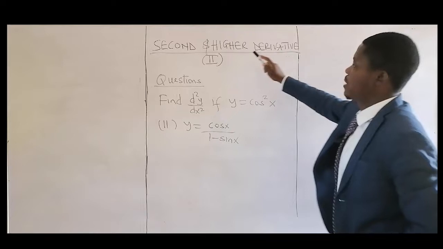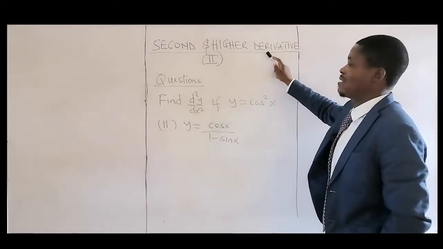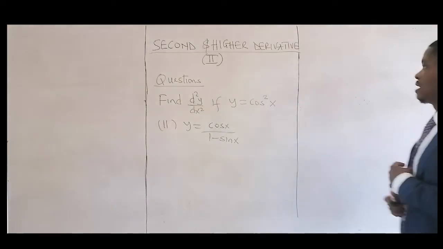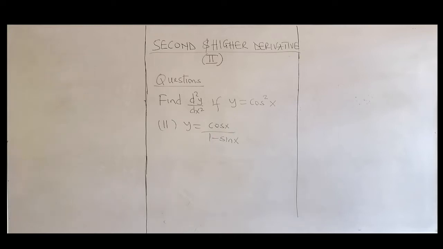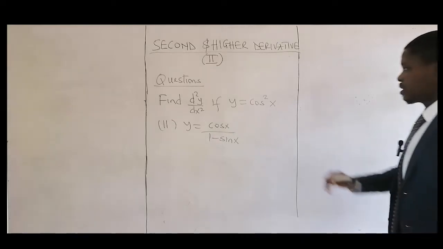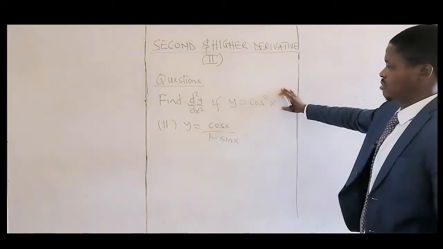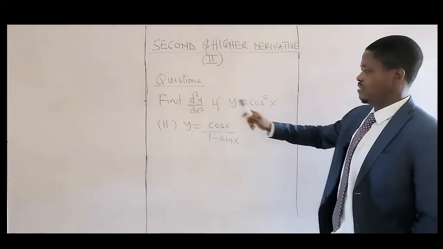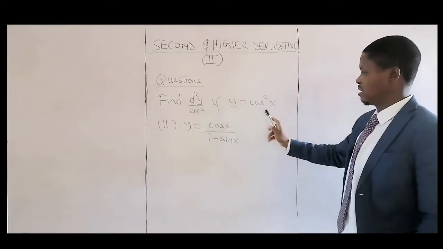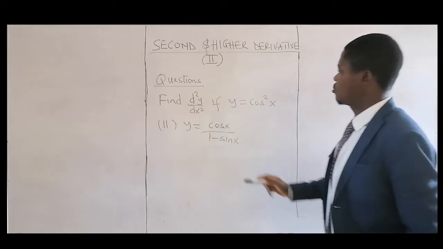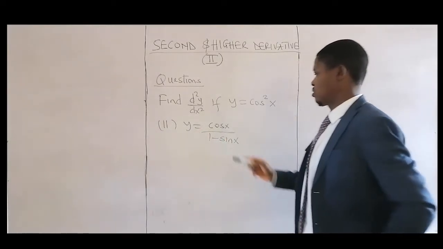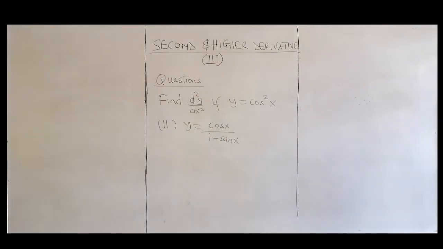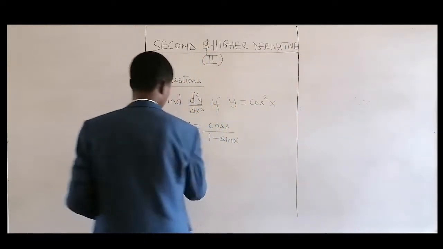Yeah, we are looking at the second and higher derivatives, part two. And we have these questions. Find the second differential if y is this. That's one. Two, y equals cos x over 1 minus sin x. So let's see our solution to that and find the second differential.